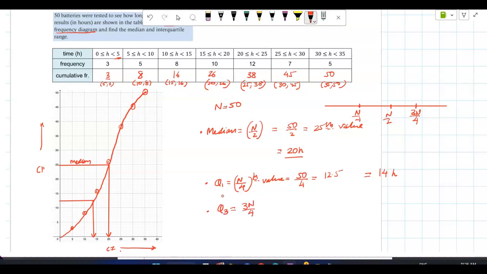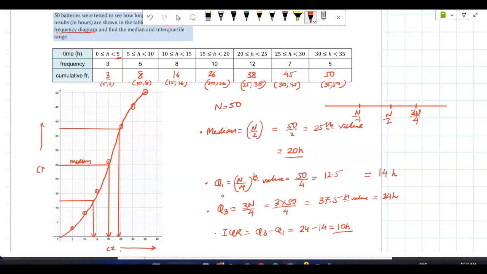Your upper quartile is 3n over 4. So 3 into 50 over 4, that's 150 over 4, which is basically the 37.5 value. So you go to the 37.5 value. It's 24. Now the interquartile range is Q3 minus Q1, which is 24 minus 14, which is 10 hours.